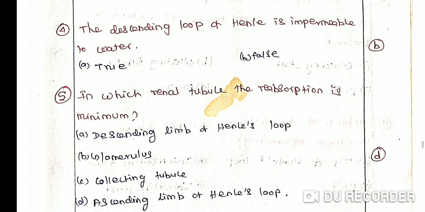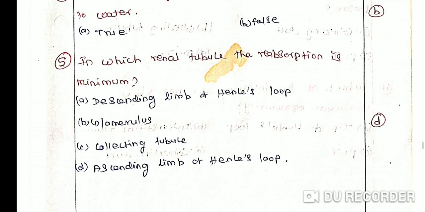Next question, in which renal tubule is the reabsorption minimum? Option A, descending limb of Henle's loop. Option B, glomerulus. Option C, collecting duct. Option D, ascending limb of Henle's loop. The correct answer is option D, ascending limb of Henle's loop.